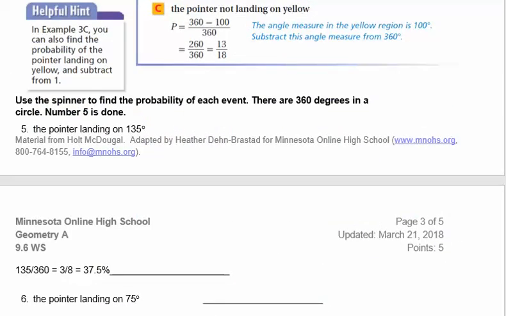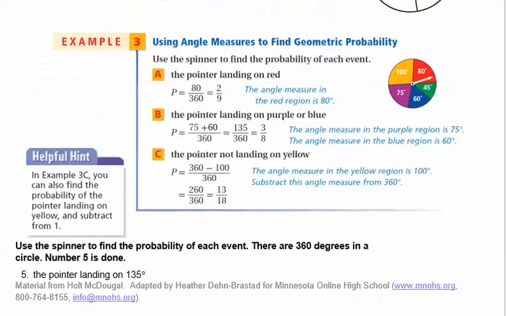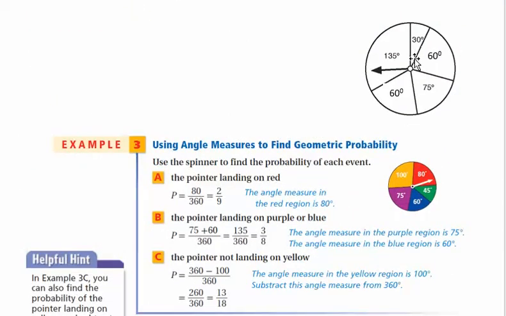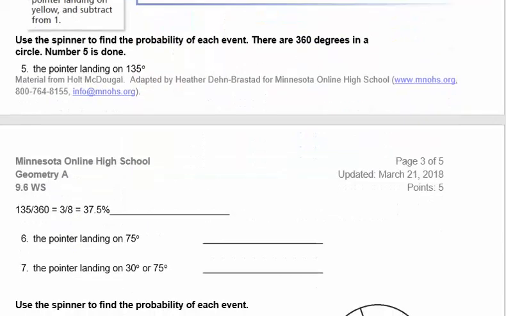My worksheet seems to have given me a big space there for some reason. All right, then the next section is when we have a circle. We have this circle and it's divided into sections.